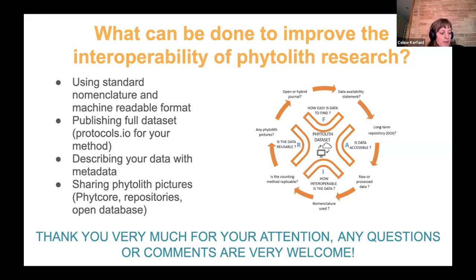And besides journals and other possibilities, there exist other databases. Luke was speaking about Phytcore, which is a good way to share your pictures. And there are already other open databases or trustworthy repositories where you can add as many phytolith pictures as you want. So this is it.